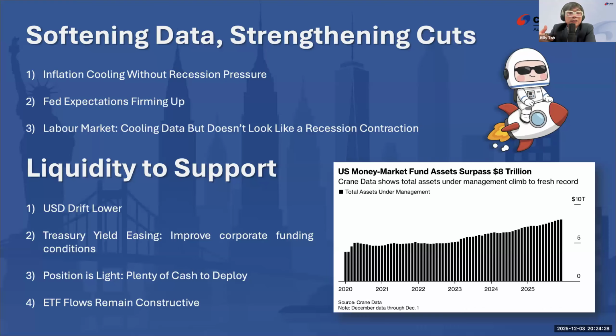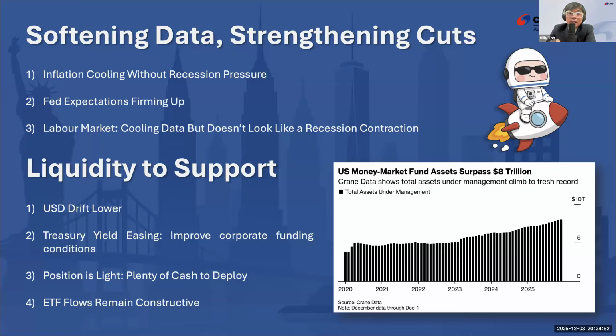So what this really tells us is that soft data is finally becoming good news, right? We are seeing inflation cooling, but there's no recession. The labor market is softening without contraction. Treasury yields are easing, making funding cheaper across the board. And the US dollar drifting lower actually helps to improve overall global liquidity. So this is really the perfect cocktail for stabilizing growth and supportive for the equity market.